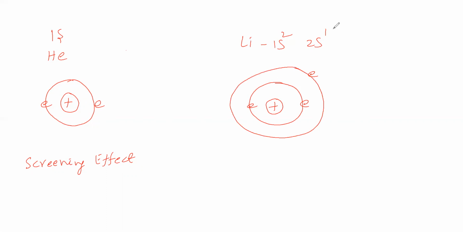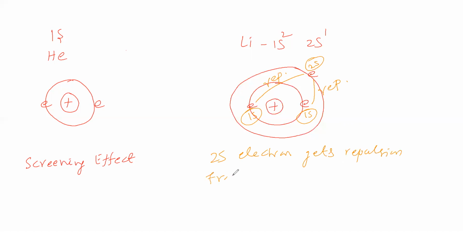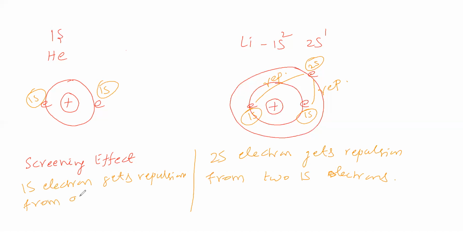Now we will see how the repulsion will be. This 1s electron is repelling this 2s electron. So this is the 2s electron, and these are 1s electrons. The 2s electron gets repulsion from two 1s electrons. Whereas here, a 1s electron gets repulsion from only another 1s electron.